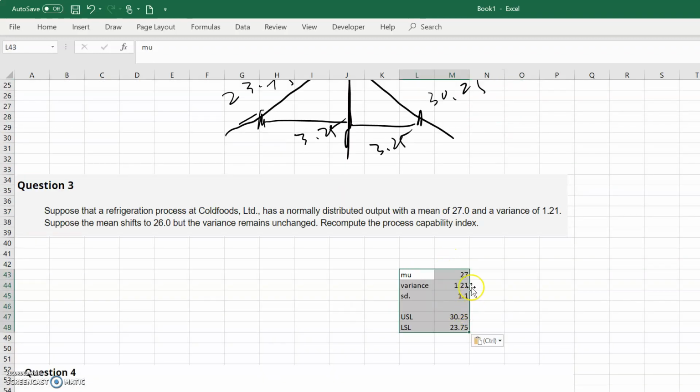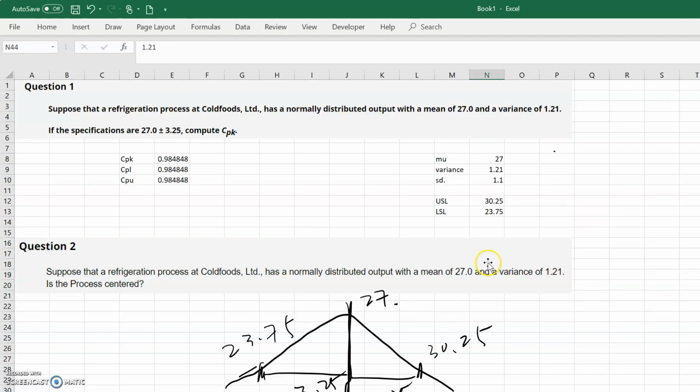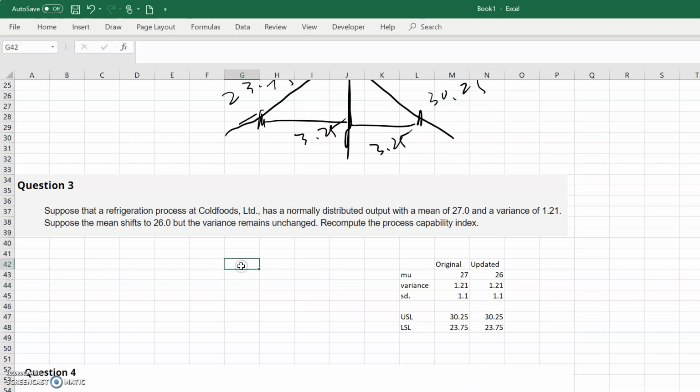In number 3, I think the only thing changed here is the average, right? So let's say this is the original, and this is updated. It's going to be 26. Other than that, I should have copied everything. Anyway, CPK, CPL, CPU. CPK is the minimum of these two. They'll be calculated.